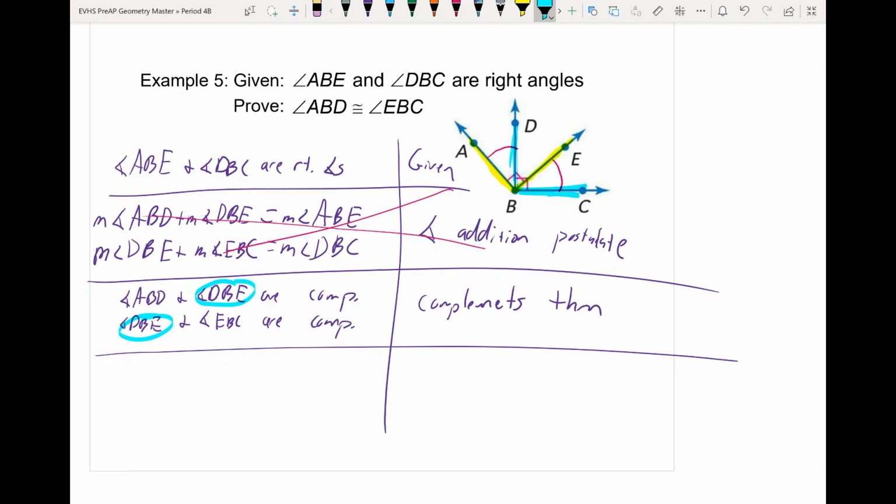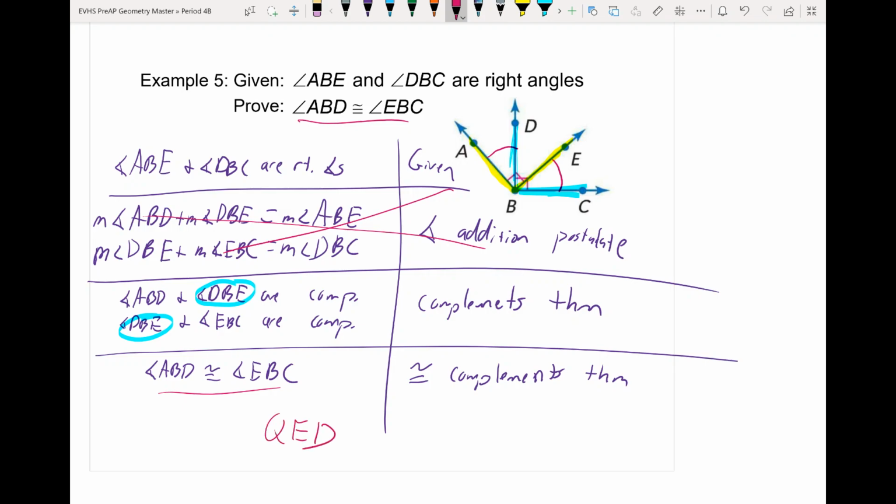And since I've got two angles that are complementary to the same angle, the congruent complements theorem says that if two angles are complementary to the same angle, then those two must be congruent. So angle ABD is congruent to angle EBC. All right, I've proven what I sought to prove, and so that is QED.